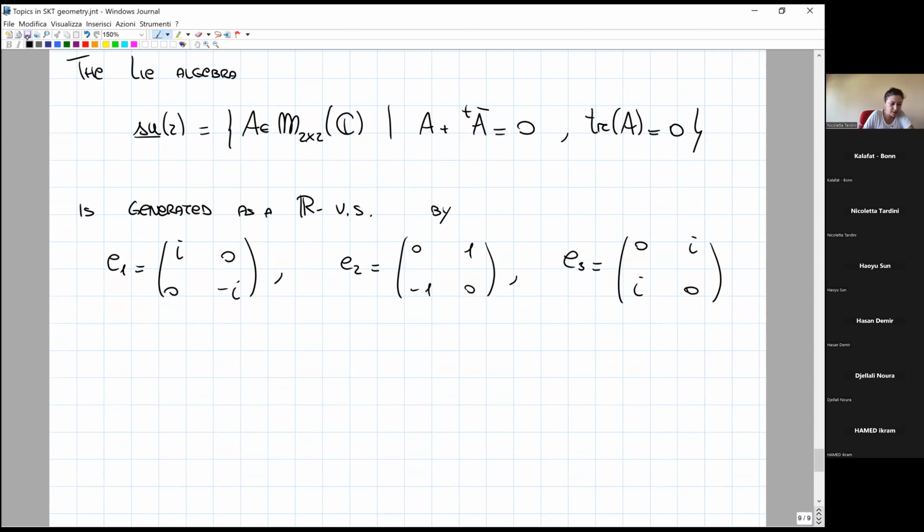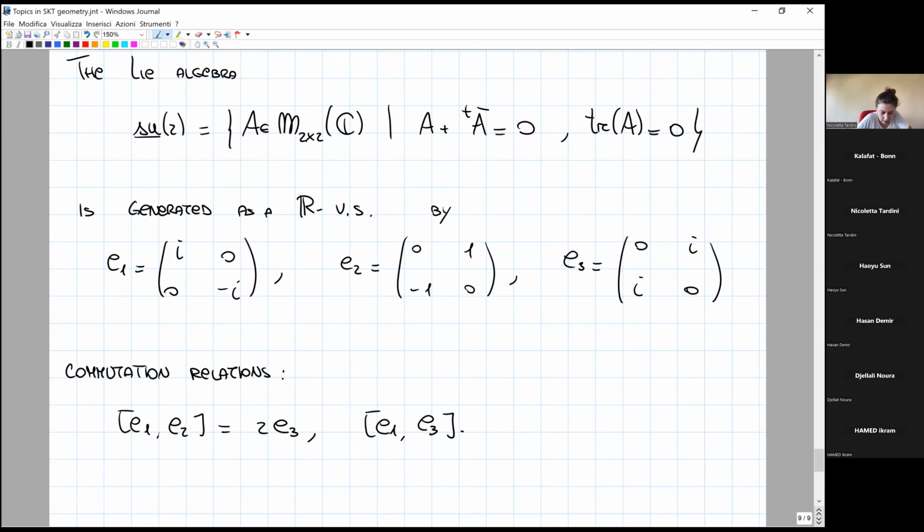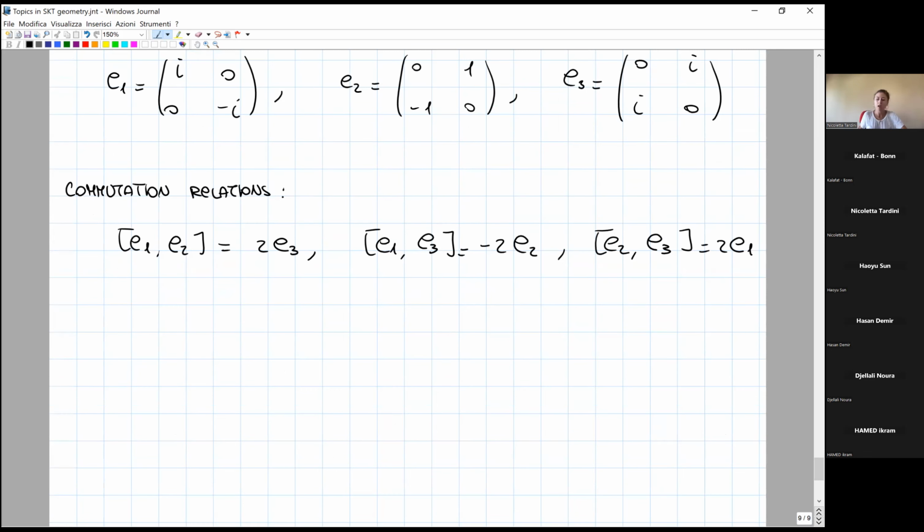So we have the following commutation relations, which you can check follow immediately from this. The bracket of E1, E2 is equal to 2 times E3. The Lie bracket of E1, E3 is equal to -2 E2, and the Lie bracket of E2, E3 is equal to 2 times E1.